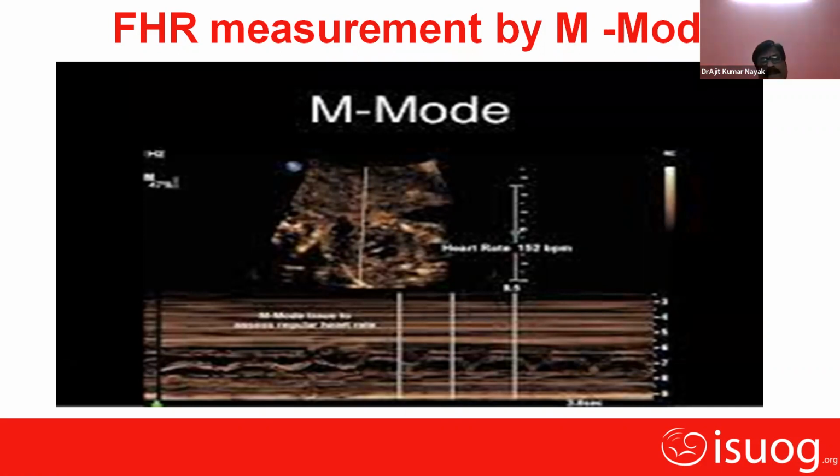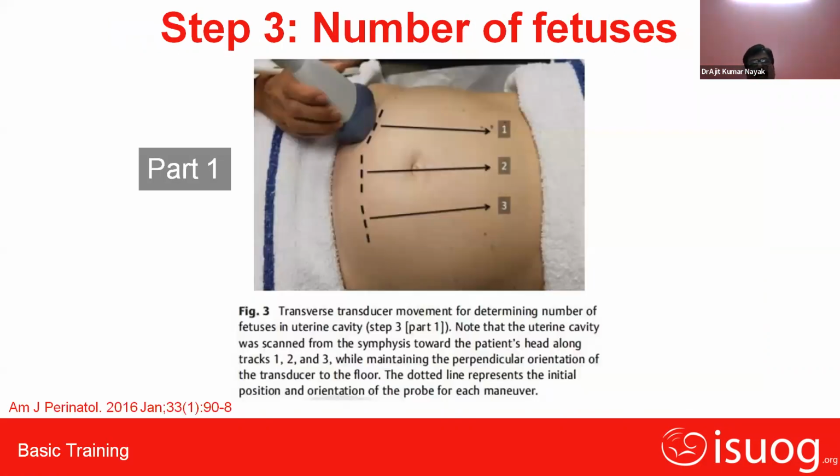Now coming to step 3, which is very important to know the number of fetuses. Again, we have to see how the probe should be moved and what the orientation of the probe will be. Here is the transverse transducer movement for determining the number of fetuses. Again, the transducer movement is transverse. The uterine cavity is scanned from the symphysis pubis towards the patient's head, that is, from the symphysis pubis to the upper abdomen.